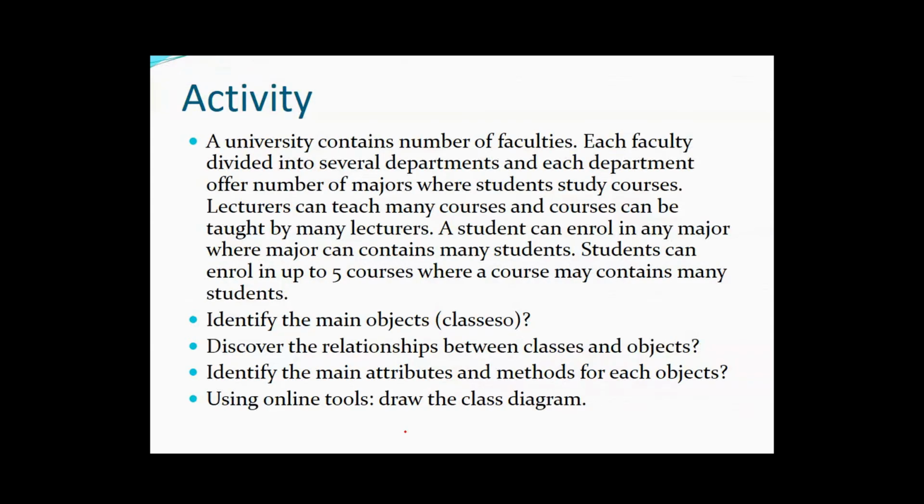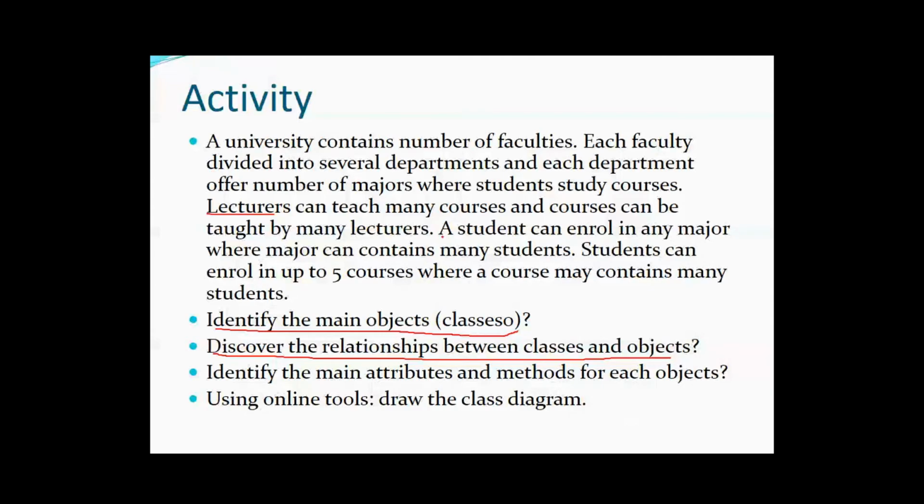And the student studies courses. Okay, a lecturer can teach many courses, and the courses can be taught by many lecturers. And the student can enroll in any major, where a major can contain many students as well. This is a description of the relationships inside the organization. What I want you to do is to identify the main objects in the system. What are the main objects in this system? What are the relationships between these classes that represent the objects?